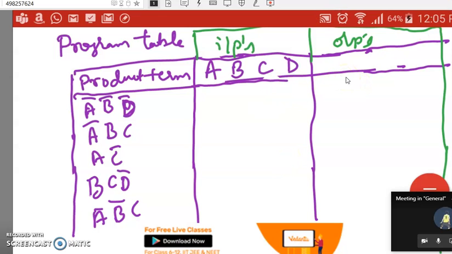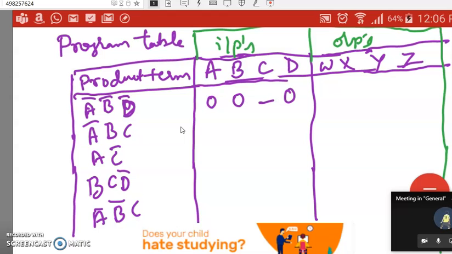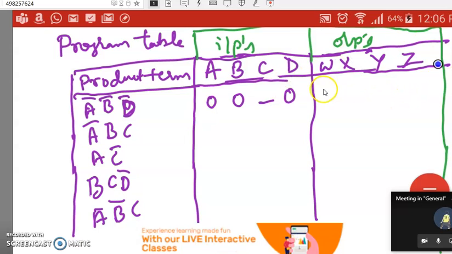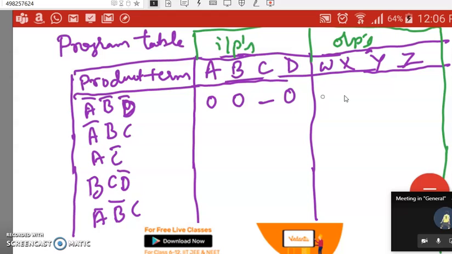So the inputs are A, B, C, D. What are the outputs? We have 4 functions there, right? W, X, Y and Z. These are the 4 functions. So what do we write now here? A bar, B bar, D bar means 0, 0. C is not there, so dash, then D bar is 0. This was there in W, correct? And also in X, correct? Then in these two it is present, so write 1 1 for this. In Y and Z it is not there, so put a dash for these two terms.